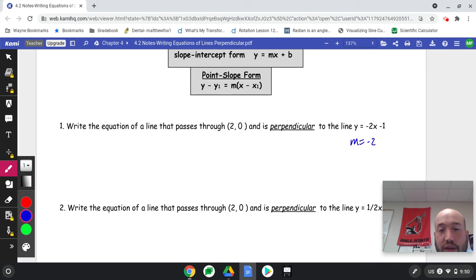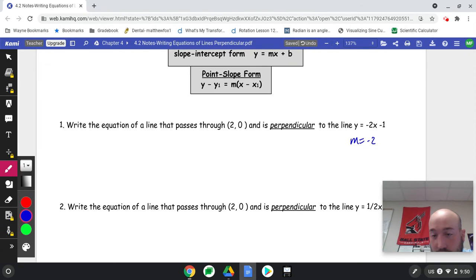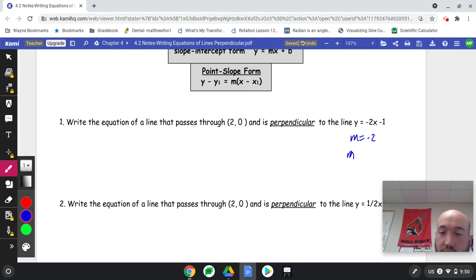So m equals negative 2. And if we were finding a line that was parallel, the slope of that parallel line would be exactly the same, it'd be negative 2. But we're not. We're finding one that's perpendicular. So I'm going to do m perpendicular. The opposite reciprocal of negative 2 is going to be positive 1/2.